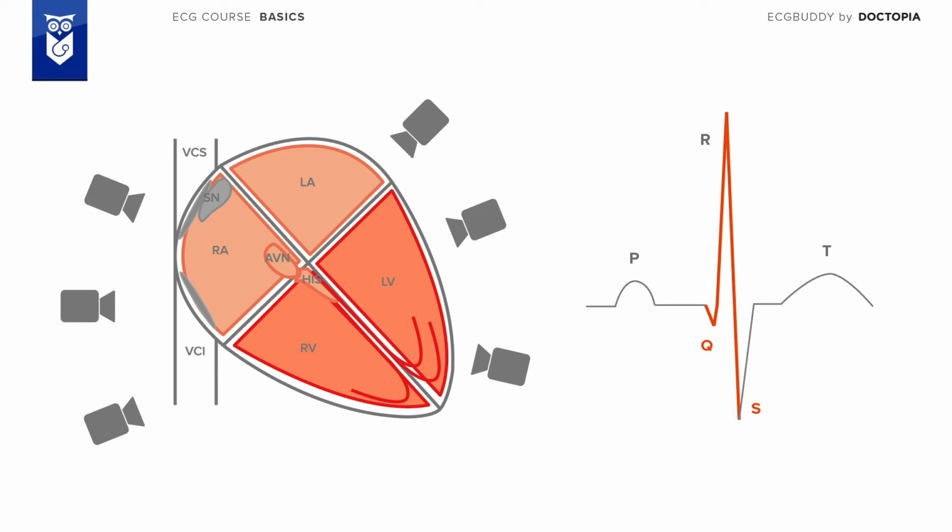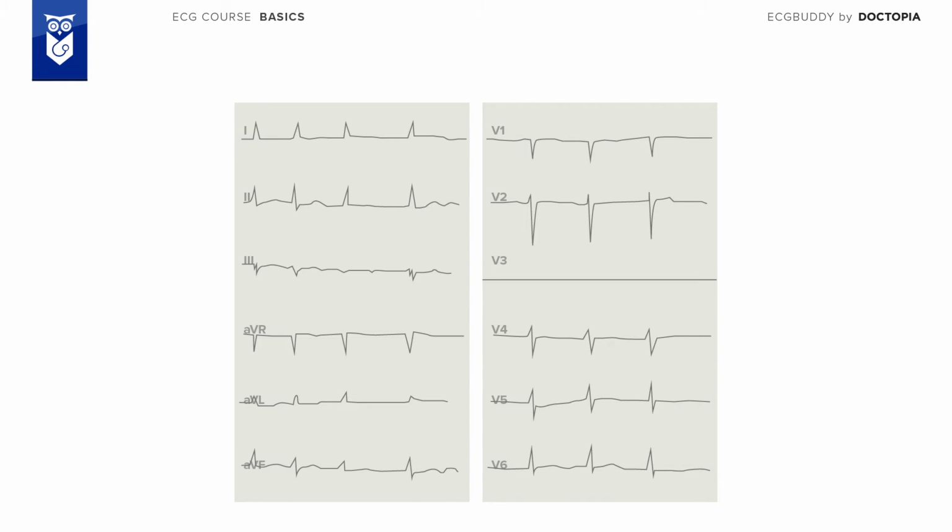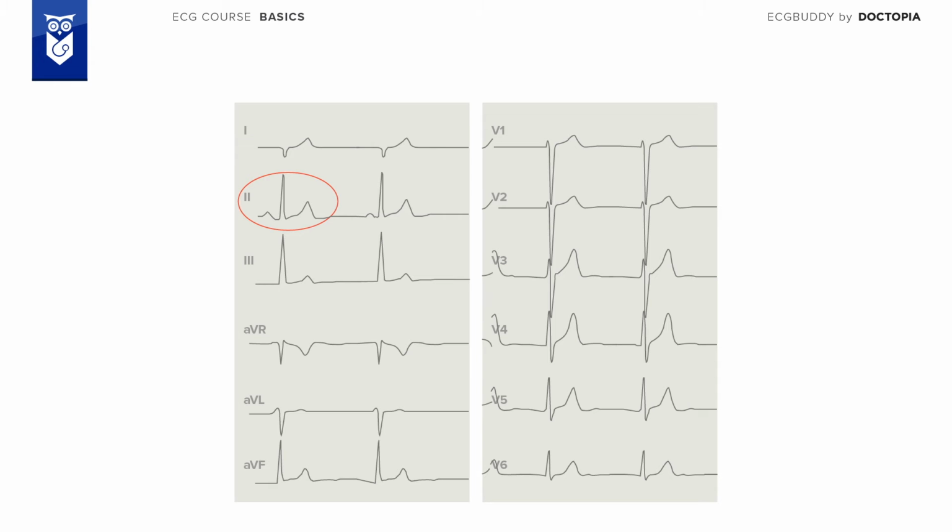Thus, if one or more leads suggest atrial fibrillation, but the other leads suggest cardiac arrhythmias, such as ventricular fibrillation or asystole, this is considered a technical artifact. Likewise, the presence of clear PQRS complexes in lead 2, but no P waves in the remaining leads, indicates sinus rhythm.